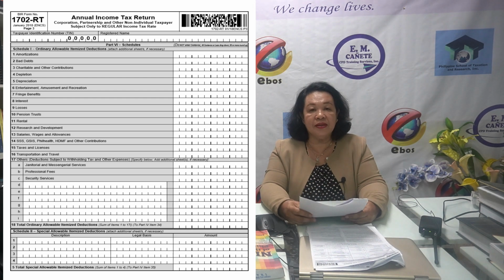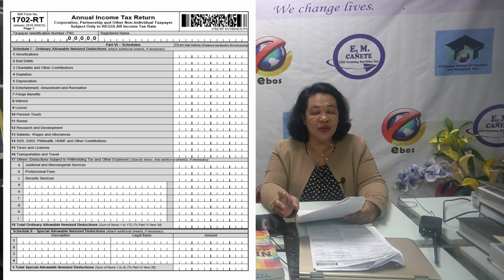Number 15, we have taxes and licenses. There are taxes and licenses that you cannot claim as an expense, just like income tax.